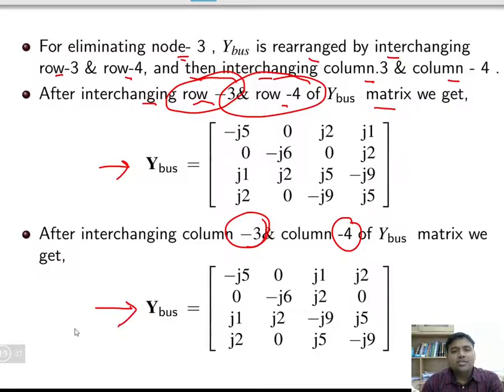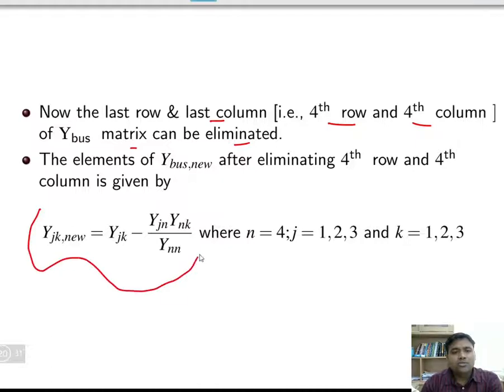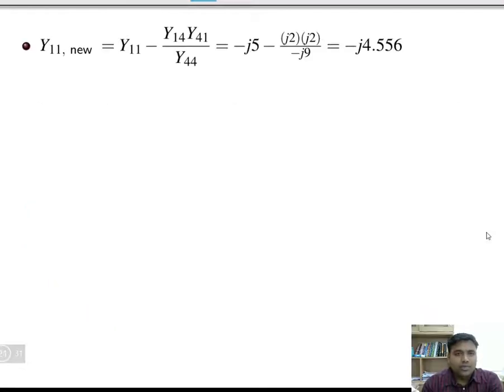So from the original Ybus, we first interchange row number 3 and 4, and then we interchange column number 3 and column number 4. Now the last row and last column, that is the fourth row and the fourth column of the Ybus matrix, can be eliminated. The new element will be obtained using the formula which we have used in the first problem. So here n is equal to 4, j is equal to 1 to 3 and k is equal to 1 to 3. So let us obtain the elements.